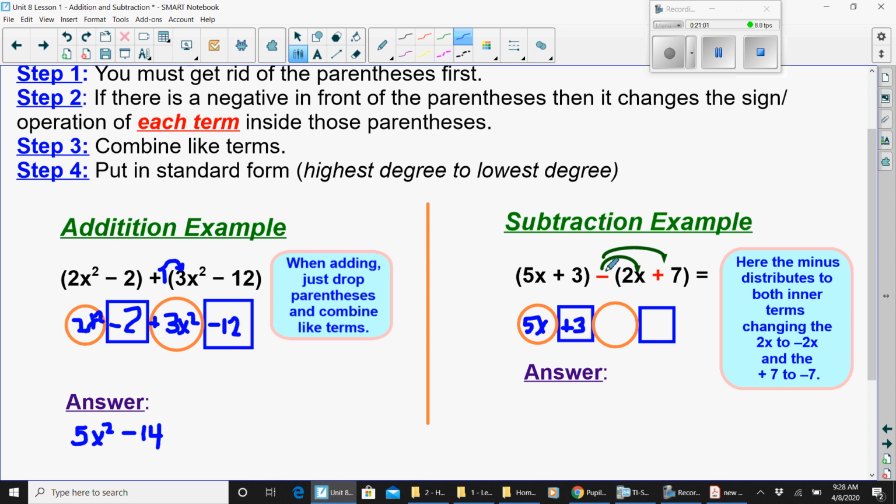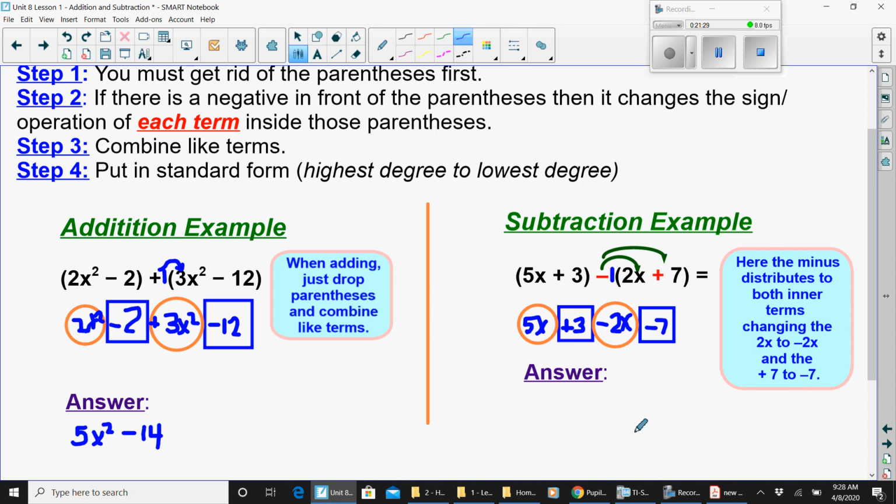Then you have a negative times a positive. And that becomes, now instead of this being a positive 2x, negative times a positive is negative 2x. And then negative times another positive, and that becomes a negative 7. See, it's just like distributing a negative 1. You'll get used to it.